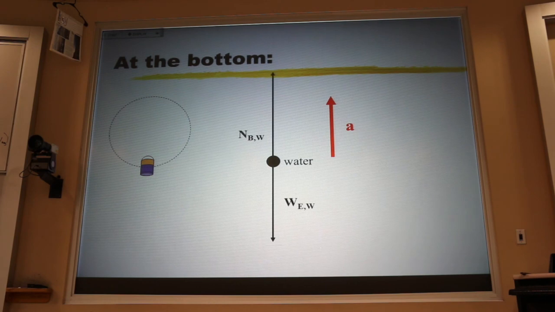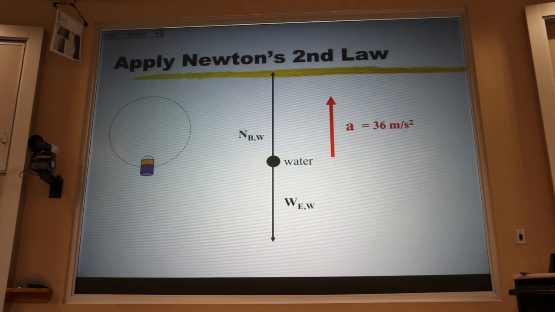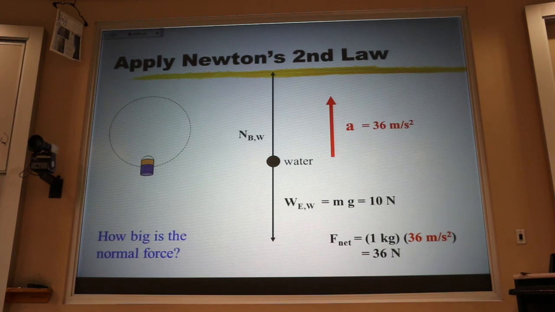Okay? So let's see how much it has to scream up. The acceleration is still going to be v squared over r. If I'm still going that once a second, that's still going to be 36 meters per second per second. That means the net force is still going to be 36 newtons. But now it's 36 newtons up. The weight force is still 10 newtons. How big does that normal force have to be now? 46 newtons. Okay?